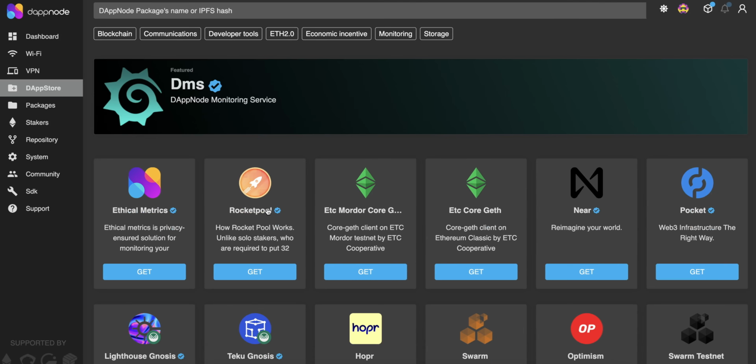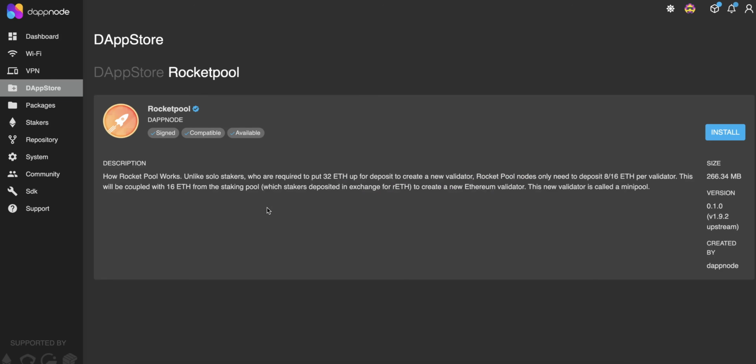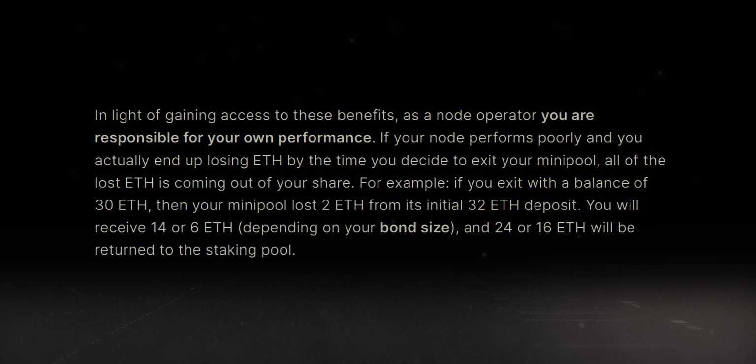It's also possible to run multiple mini pools on a single node device to maximize your profits. These extra rewards are only guaranteed if your node performs smoothly. If there are issues with your node's performance that result in the mini pool losing funds, then the ETH is taken from your share of the pool.